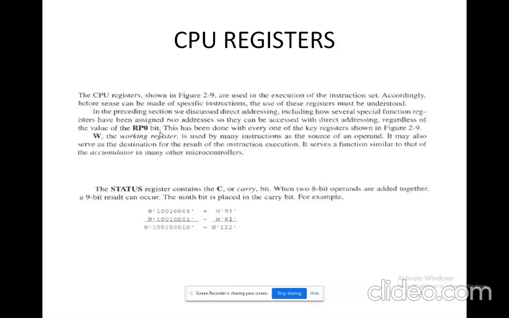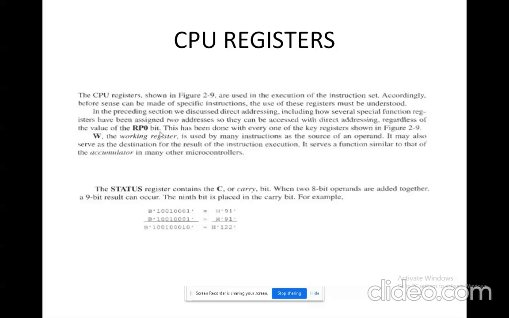See here, W. W is nothing but the working register, similar to the accumulator in the 8085 microprocessor, which I think you learnt. What is an accumulator? The accumulator acts as a source register. It provides the data, or acts as an operand for the instruction. Similarly here, the working register will be used in many instructions of the instruction set as a source of operand. I think you all know what an operand is.